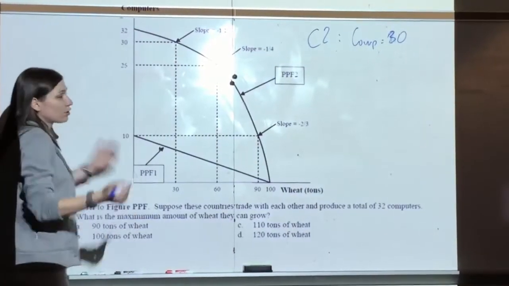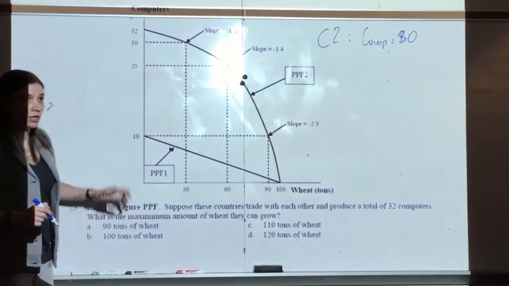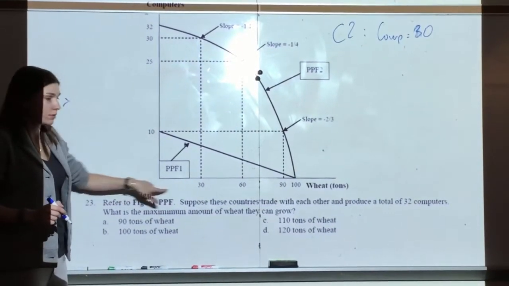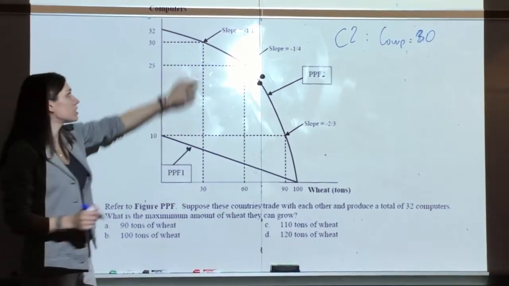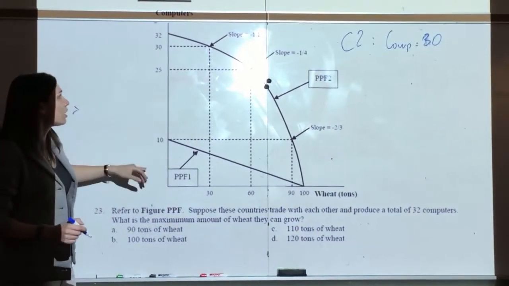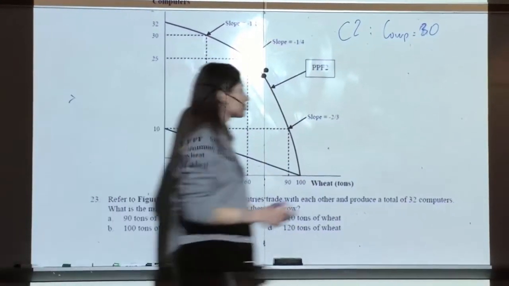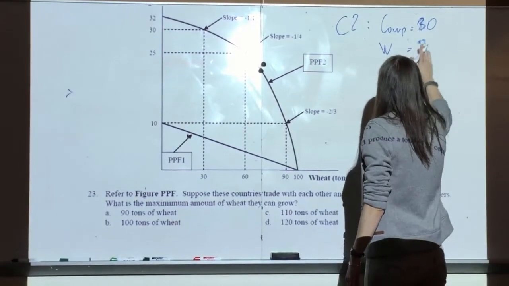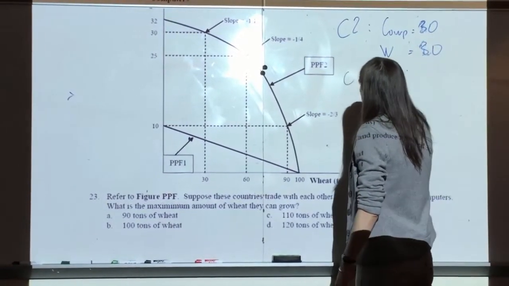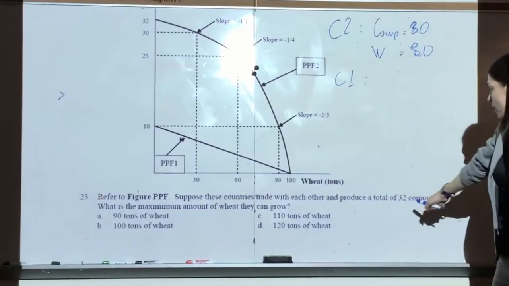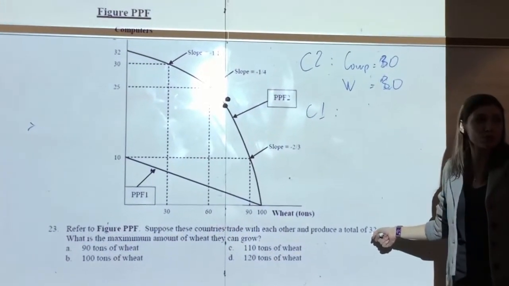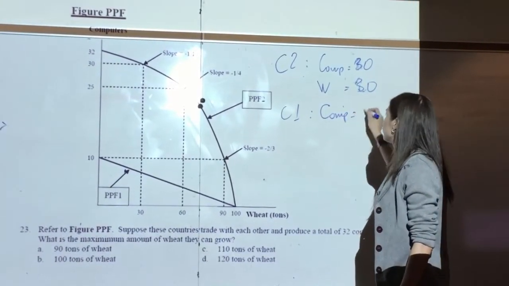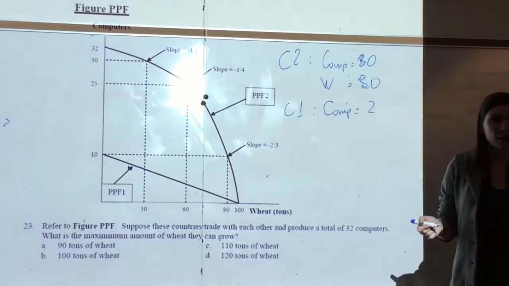In this region they're going to go with wheat instead of computers, and they're going to get how many of those? 30 tons. So instead of producing the last two computers, they're going to produce 30 tons of wheat. Now, country 1: we were told that they end up producing a total of 32 computers, and if country 2 produced 30, then country 1 for sure is going to produce 2, correct?